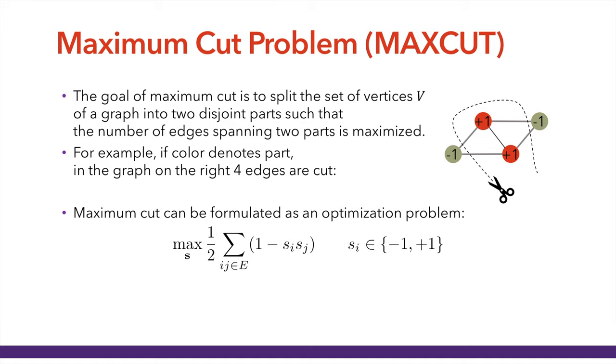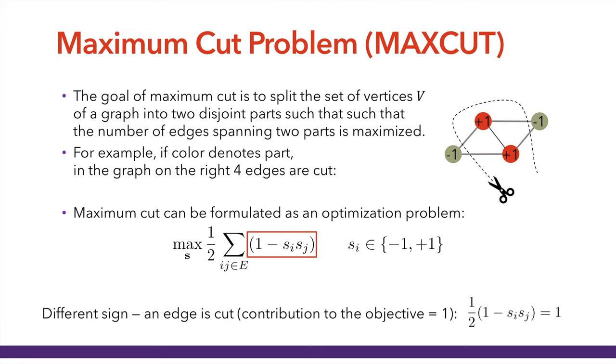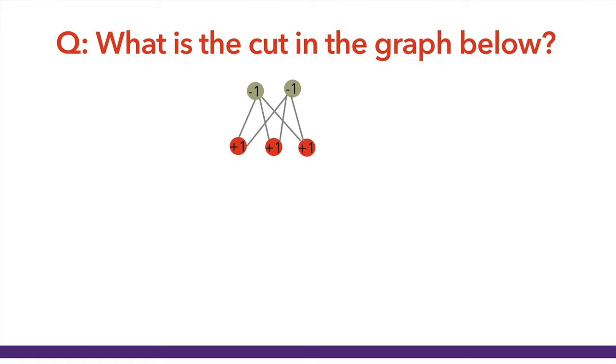It's easy to see that this is a correct formulation. Just look at this term and see that if the two variables are in the same part, which means they have the same sign, then this term has no contribution to the objective. Contribution to the objective is zero from this edge. Whereas if they have different signs, then it is one minus minus one, so the contribution to the objective is one, so an edge is cut. And then once you sum it over all edges, you get your cut. For example, in this bipartite graph, where we have two nodes in one part and three nodes in the other part, all six edges are cut.